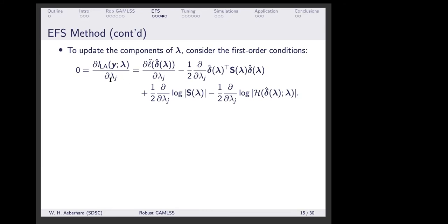So take the gradient, not the gradient, just the derivative with respect to one entry, lambda j. This is the expression you get. It is quite messy, but it is especially messy because lambda appears pretty much everywhere. It appears explicitly through S of lambda. It is a direct function. So this S matrix, the smoothing matrix, is a direct function of lambda. But lambda also appears implicitly through delta hat.